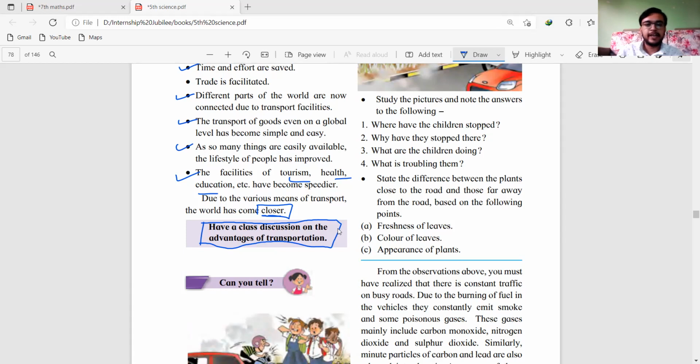Okay, students, have you done your discussion? Now tell me what you have discussed about the advantages of transportation. Roll number 13, please tell any advantage. Right, time and efforts are saved. Good. Roll number 21, please tell. Yes, due to transportation, the world has come closer.